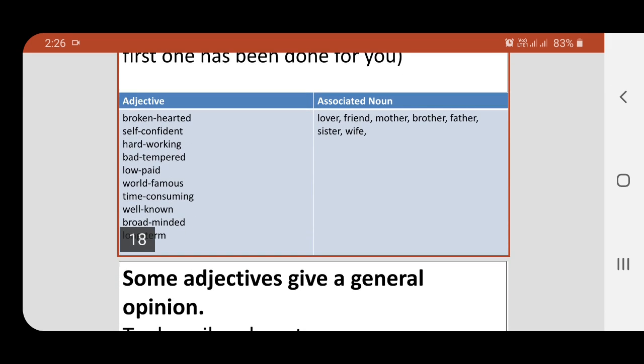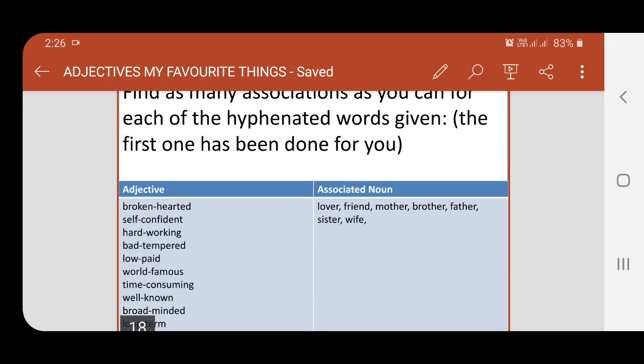On one side you have the hyphenated adjectives. On another side you have the associated nouns. Broken-hearted: you can find a wife. Broken-hearted: lover, friend, mother, brother, father, sister, wife.